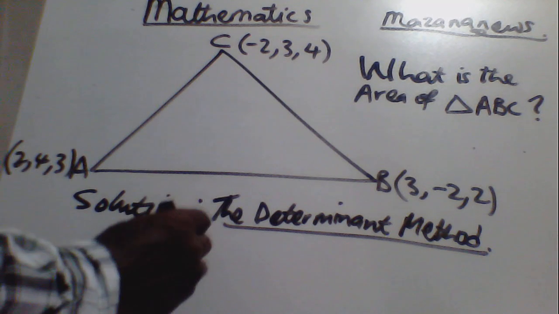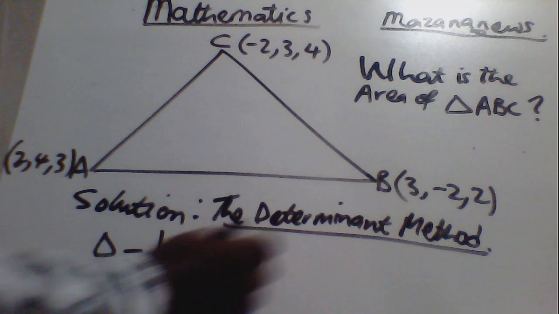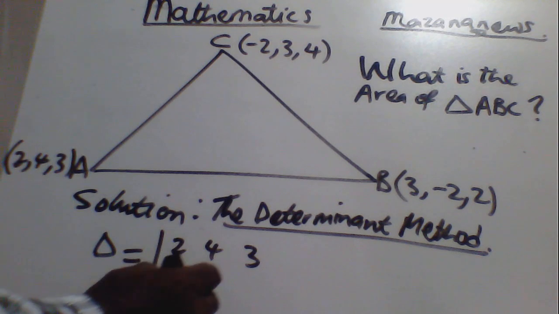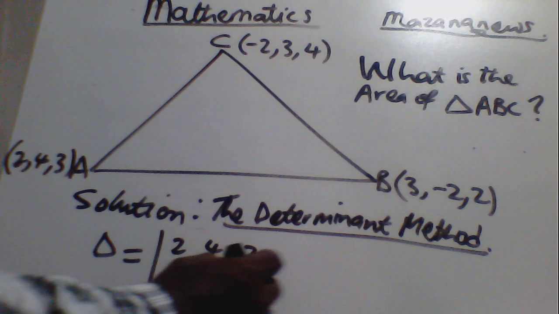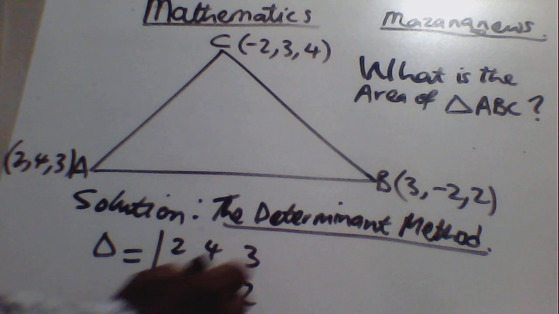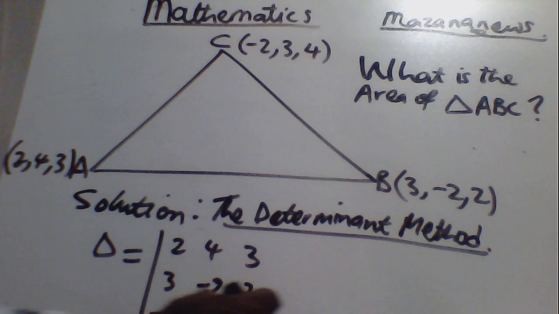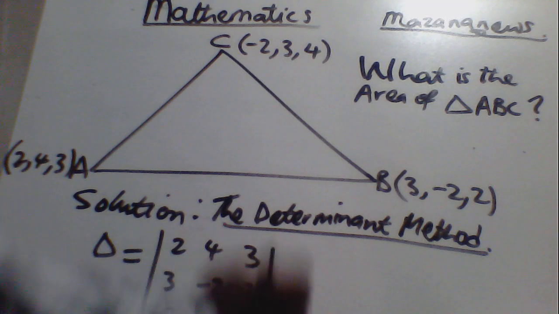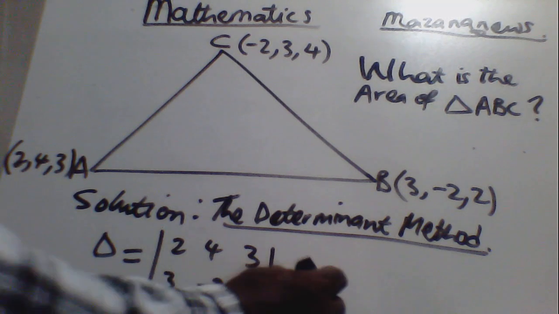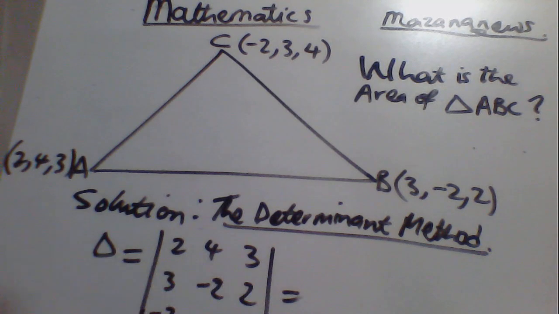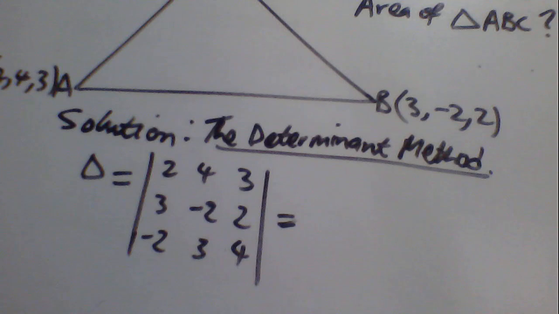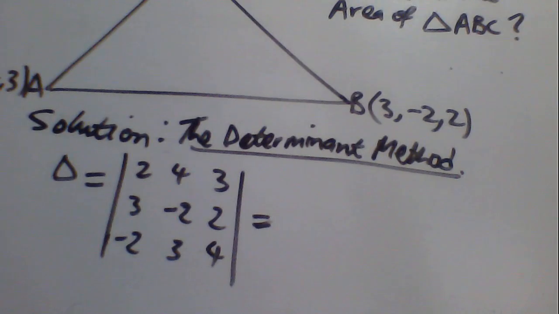We have 2, we have 4, we have 3. We have 3, we have minus 2, we have 2. We also have minus 2, we have 3, we have 4. So how do you find it in a determinant form? Once you have put it in a determinant form, let us first find the determinant given as D.